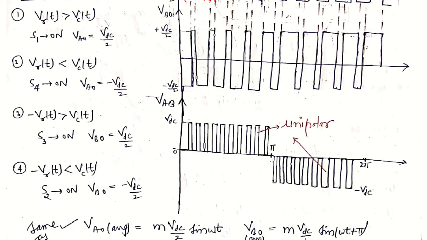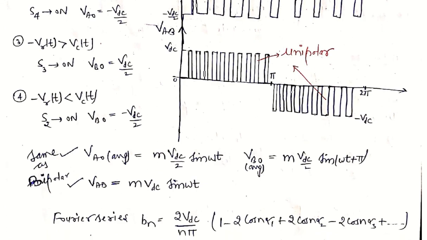So why do we call it unipolar? Because in the positive half cycle only one polarity of voltage is obtained, having VDC amplitude, while in the case of bipolar we obtain plus VDC by 2 and minus VDC by 2 voltage in the positive and negative half periodic form. But in this case, from 0 to pi only one polarity of voltage is obtained, and in the negative half cycle negative polarity of voltage is obtained. So this is called unipolar because one polarity of voltage is there in each half cycle. This is the unipolar sinusoidal PWM technique.